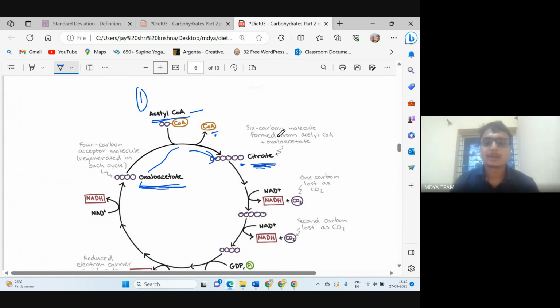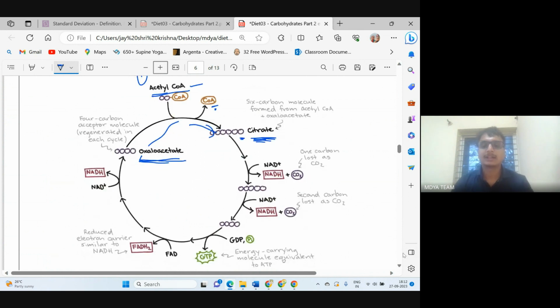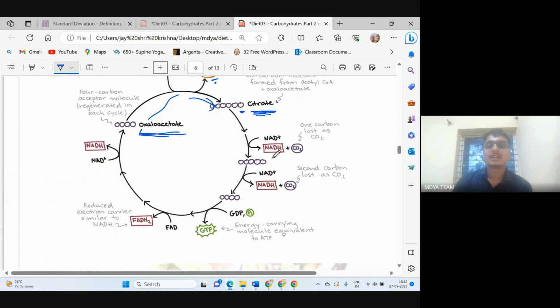So citrate is a 6-carbon molecule. We don't need to remember the number of carbon atoms in each molecule. We just have to remember the number of ATP and NADH produced. So this citrate is converted into other molecules, and in this cycle, what happens? There is production of one NADH, another NADH, and one more NADH.